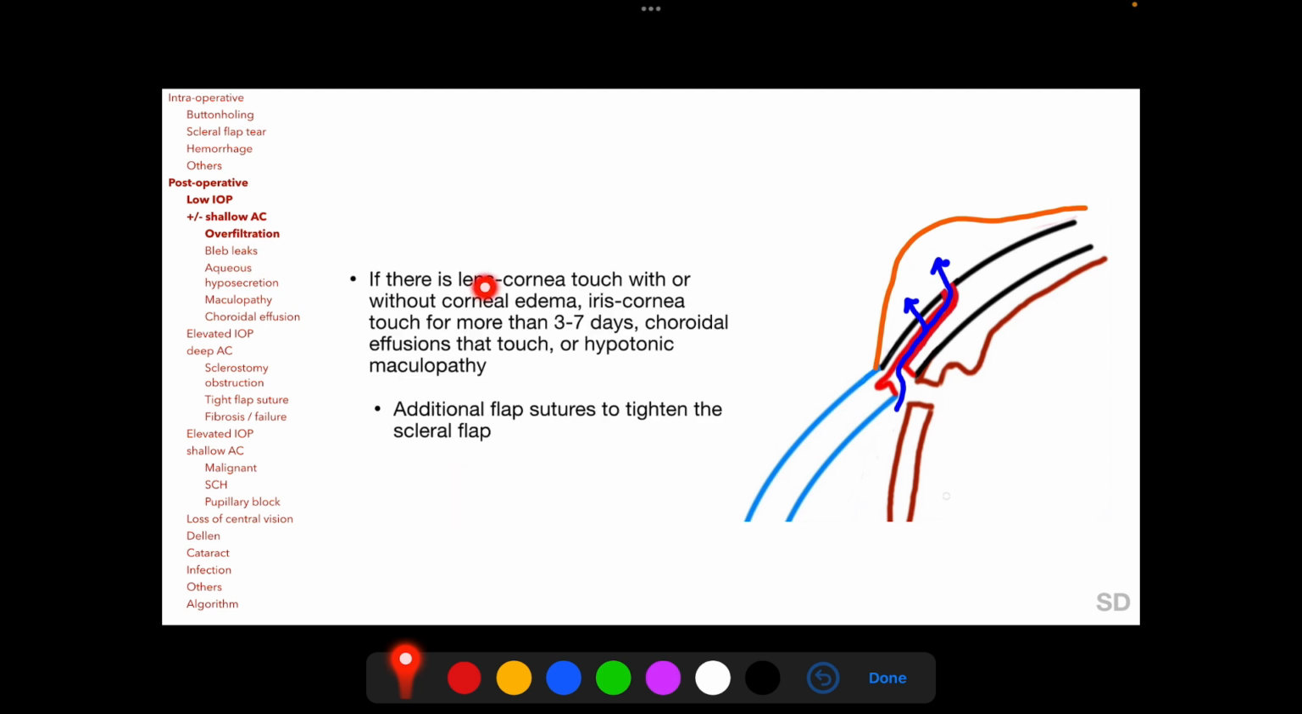But if there is lens-cornea touch or iris-cornea touch for more than 3 to 7 days, or choroidal effusion with the bullae of the choroidal effusion touching each other, or hypotonic maculopathy, additional flap sutures will be required to tighten the scleral flap and reduce overfiltration.